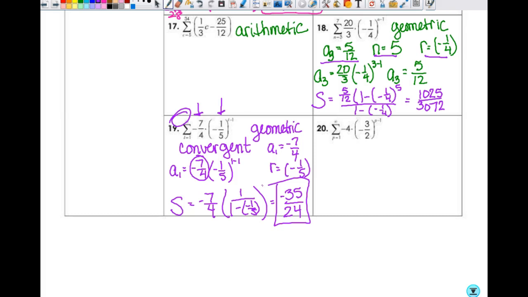All right, look at number 20. Geometric or arithmetic? Geometric. Okay, so we're going to infinity. Is this convergent or divergent? Divergent, because this is greater than 1, so it's divergent, and we can't find the sum. There's no sum. Right, because there isn't one. That's why we can't find it. All right, what questions do you have?